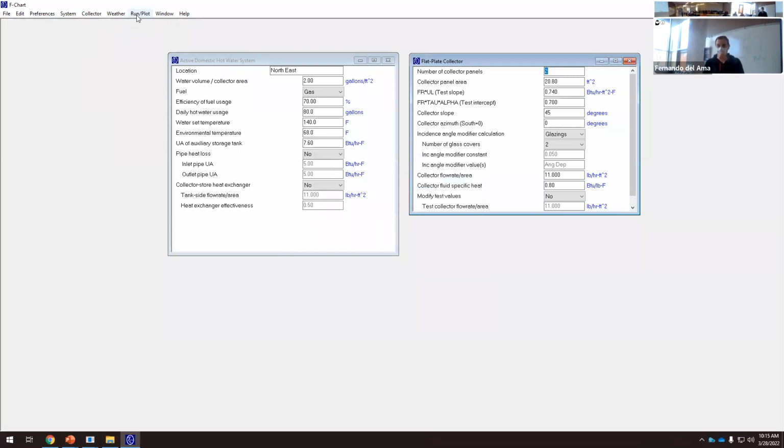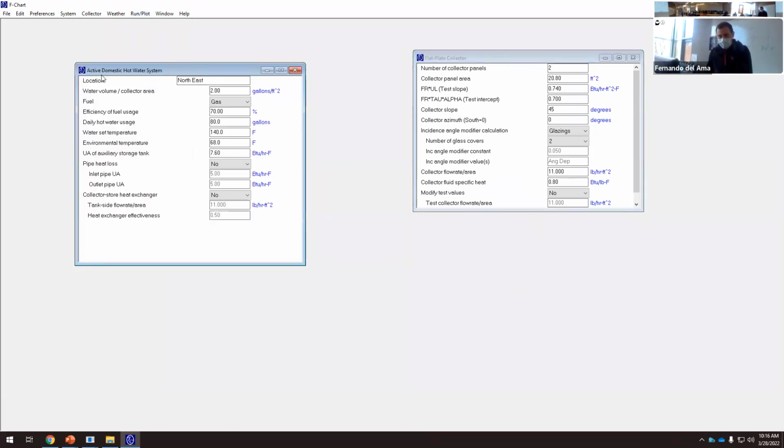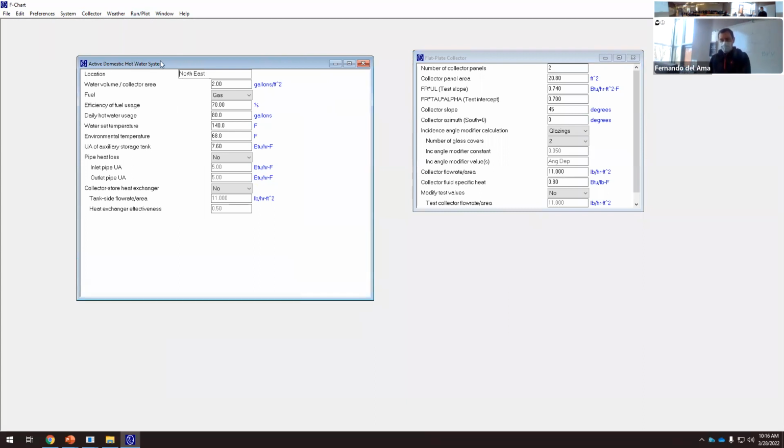Before running the system, we need to change this. We can start here. Let's start with this window, the domestic hot water system. First, location, northeast. Then water volume to collector area: 2 gallons per square foot. This is the rule of thumb.